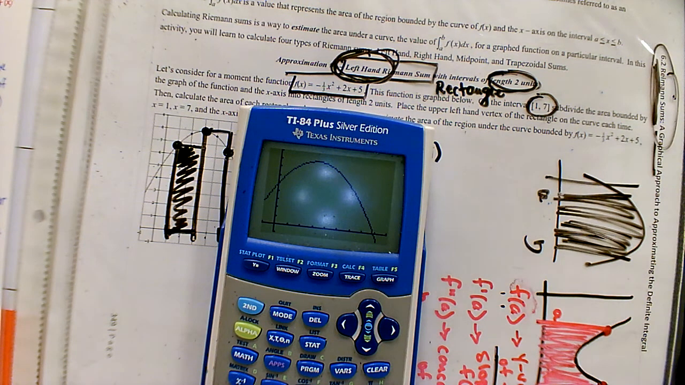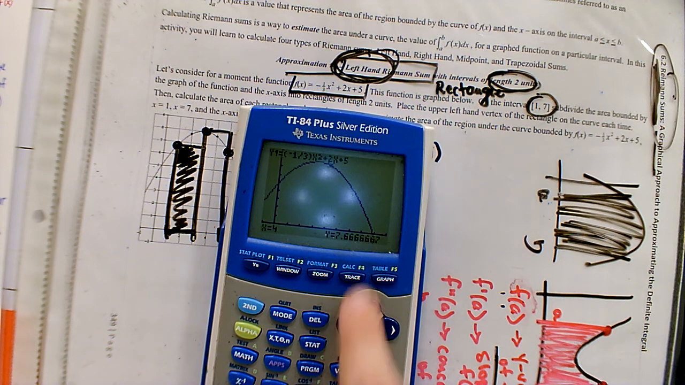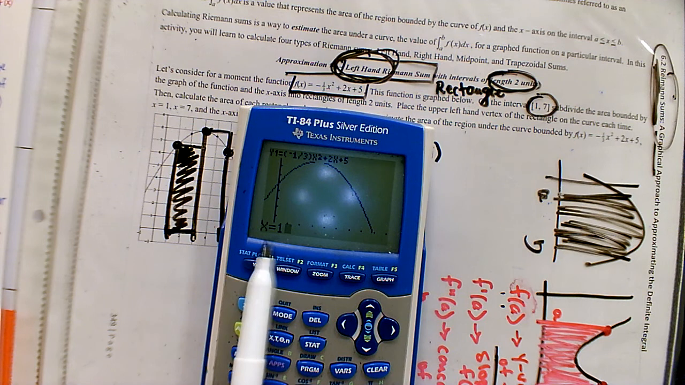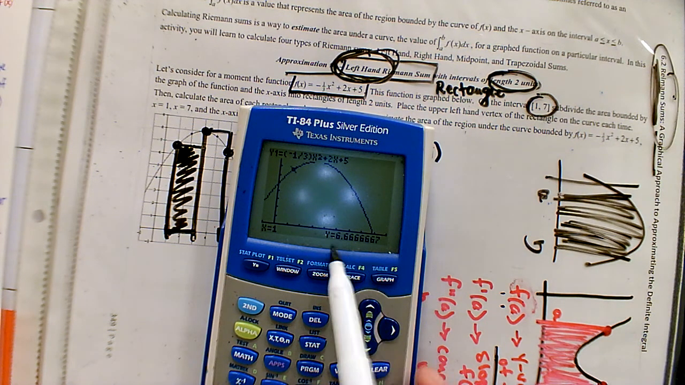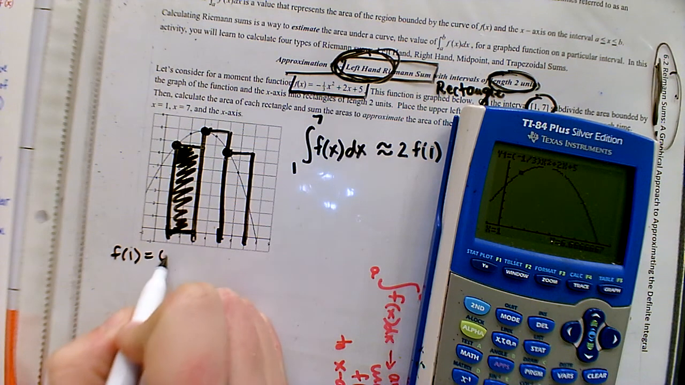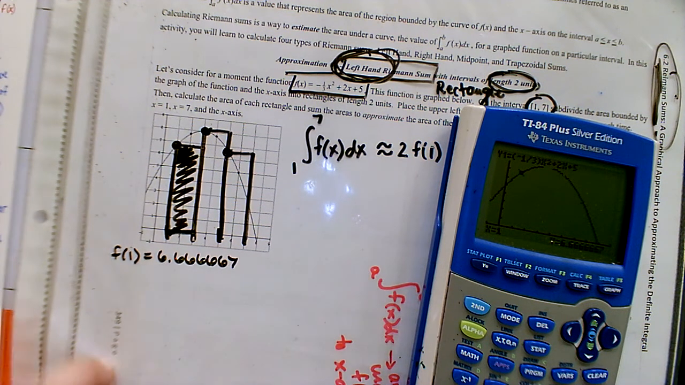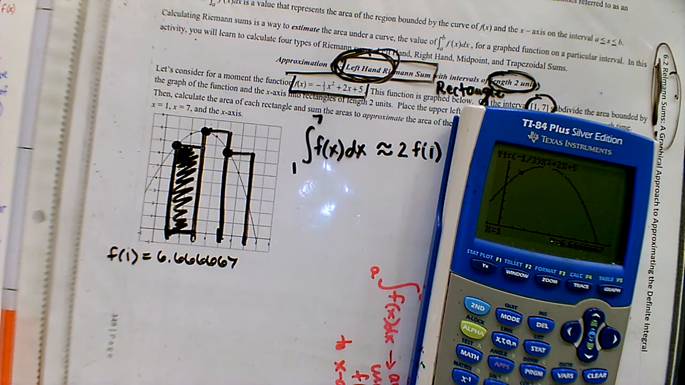All right, so there's our curve. If you hit the trace button and immediately type the number 1, notice how it'll select it as an x value, and you can hit enter and it will give you your ultimate y value in the end. Okay, so f of 1 is 6.666667.